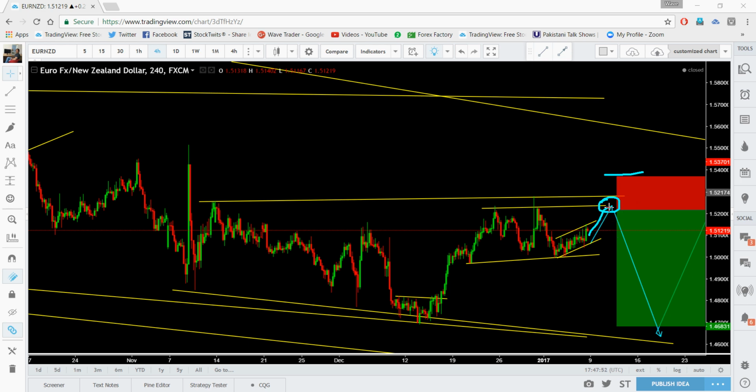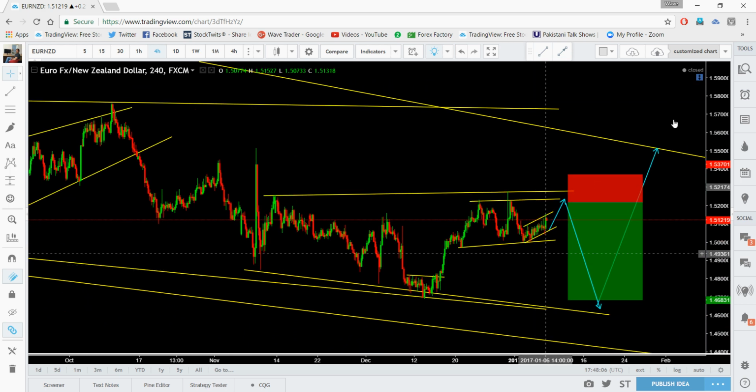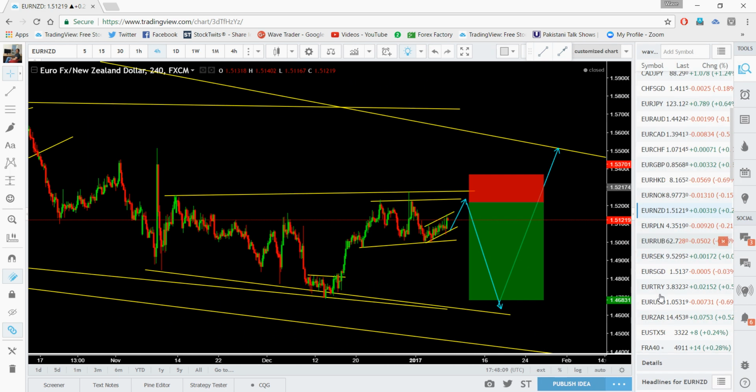My entry order is still there. I have already placed my order. Once price hits this place, my trade is going to be active, and my stop loss is just outside. Alright, so watch for the sell once price hits the top.